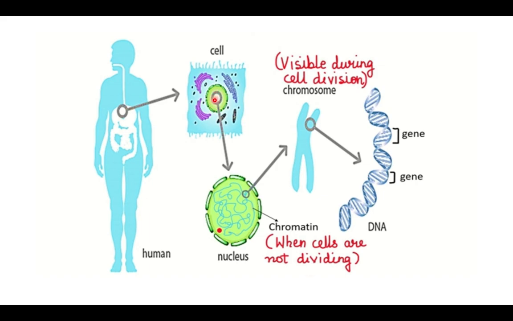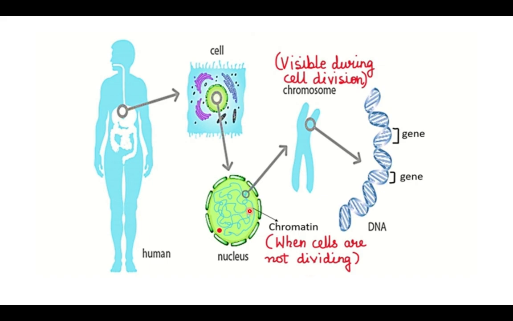And this nucleus has chromatin threads inside. We call it the chromatin reticulum, and it is in a thread format. It becomes condensed and thicker and becomes a chromosome during the time of cell division. When the cell is not dividing, it is in the form of a chromatin thread.